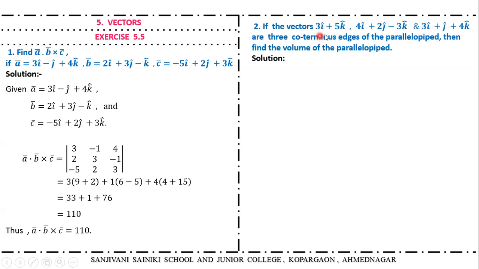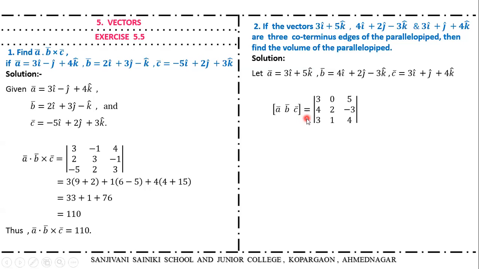If the vectors 3i^ + 5k^, 4i^ + 2j^ − 3k^, and 3i^ + j^ + 4k^ are the coterminous edges of the parallelepiped, then find the volume of the parallelepiped. These are the 3 coterminous edges of the parallelepiped. Let us first give names to these vectors. Let a̅ be the first vector, b̅ the second vector, and c̅ the third vector.